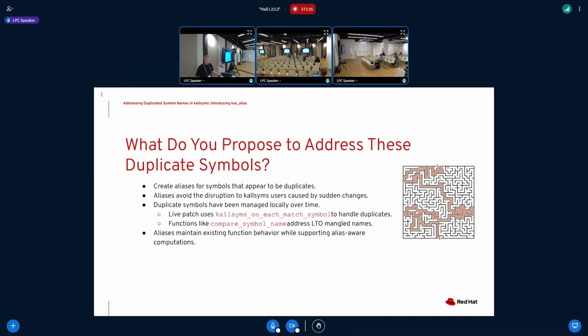Take, for example, LivePatch. They have added a function called kallsyms_on_each_match_symbol that allows them to navigate symbols with the same name and choose the one they need. Looking at the code, you can also see functions like compare_symbol_name that address the LTO newly produced symbol names, those cute names we talked about earlier that ThinLTO scatters along the way when it promotes static declared functions to global. In any case, the alias strategy allows existing methods to continue as they did, unmodified. Meanwhile, the alias-aware flow can exploit the new feature and locate the symbol directly.